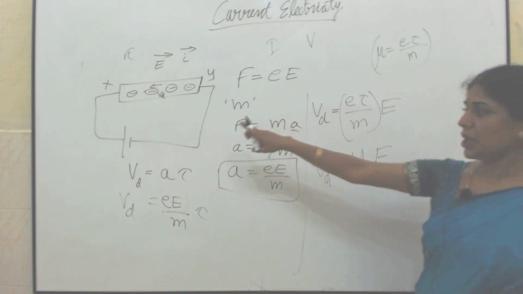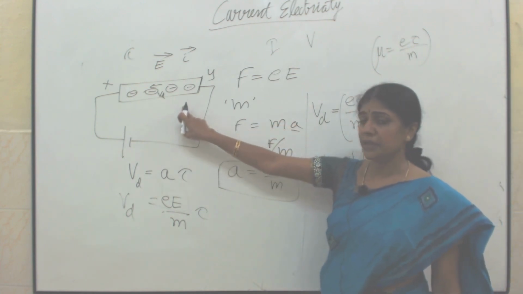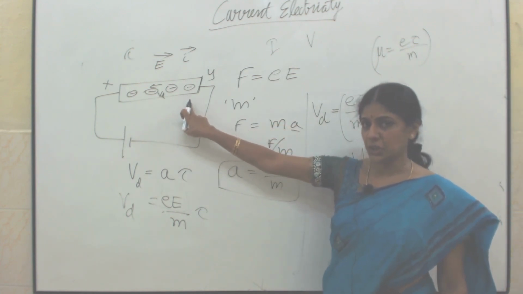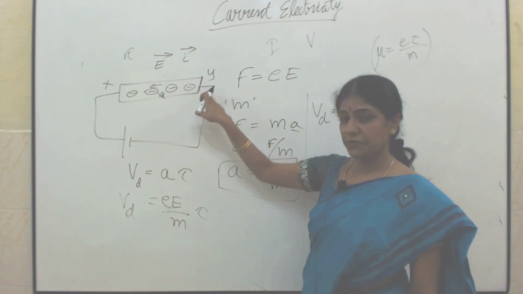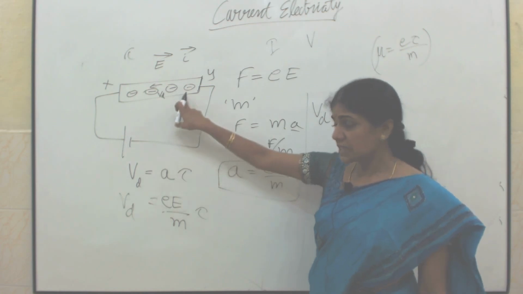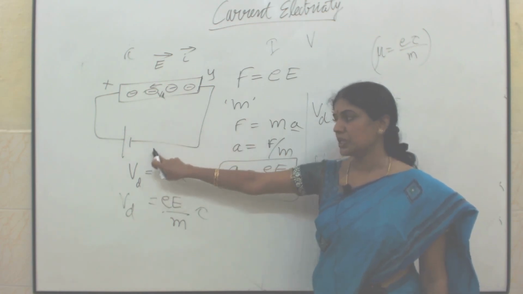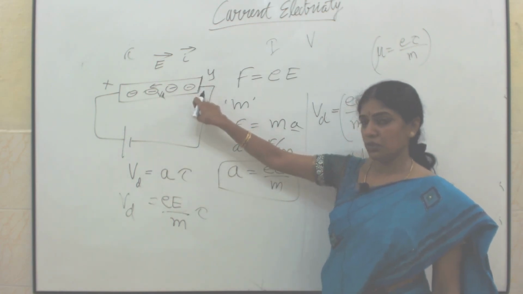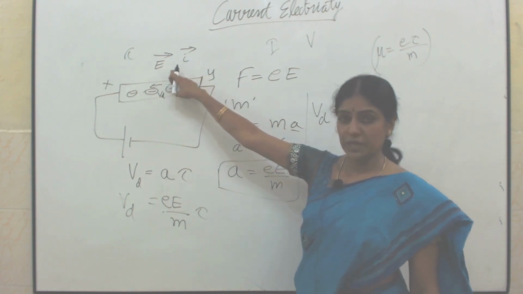Clear? Now we are going to see how the velocity of this electron will be. It is going to gain some force when it is given an external electric field. When this conductor is connected to a cell, it gains some force, and this is the direction of the electric field.